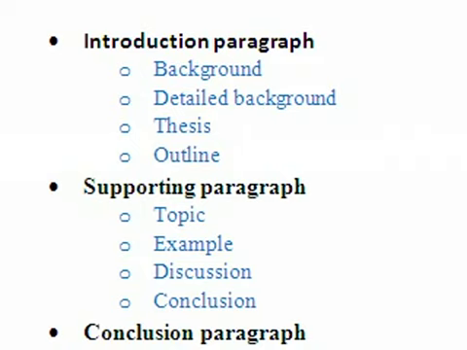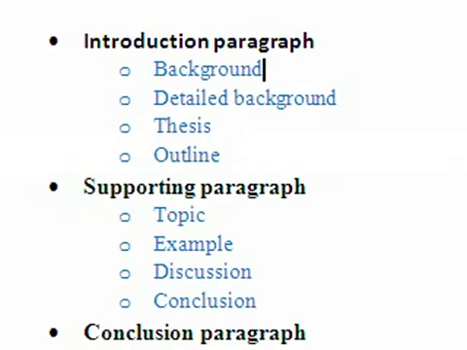So firstly, within this paragraph we have four different sections: the background, the detailed background, the thesis, and the outline. I often get questions from people asking, well, how are the sentences different and how can I write them? So when we go to write the background and the detailed background, we're just trying to give an overall idea of the general topic that we're talking about.